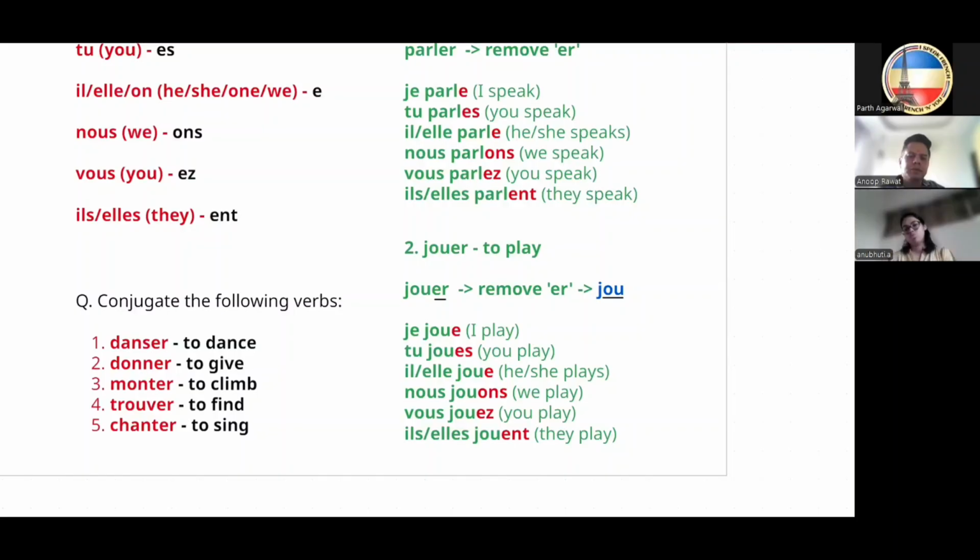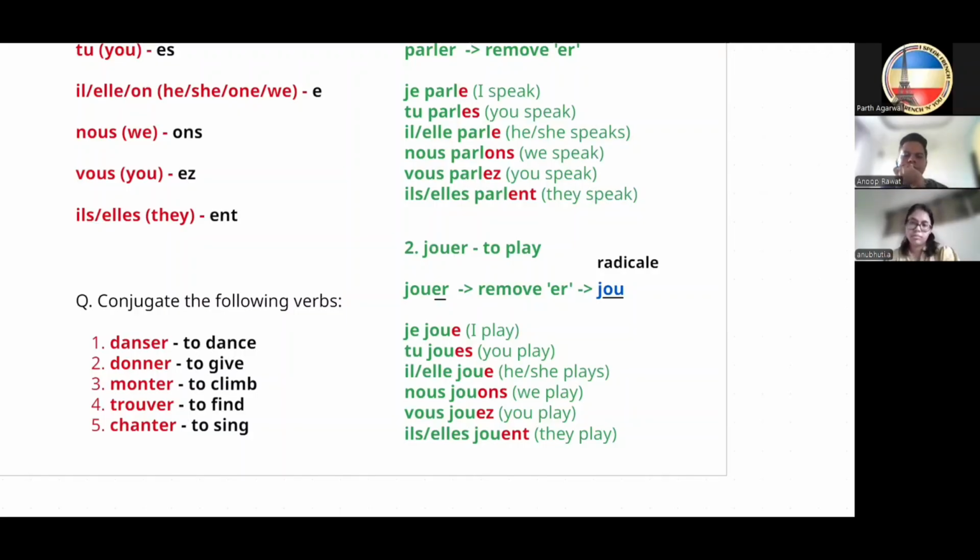Now this part, this jou, is called the radical, the stem basically. This part of the verb is called the radical. The radical is the stem part of the verb after removing the ending. If you have a look, we have kept the radical of this verb the same everywhere. Je with jou, tu with jou. Jou will not change because this is the stem part.